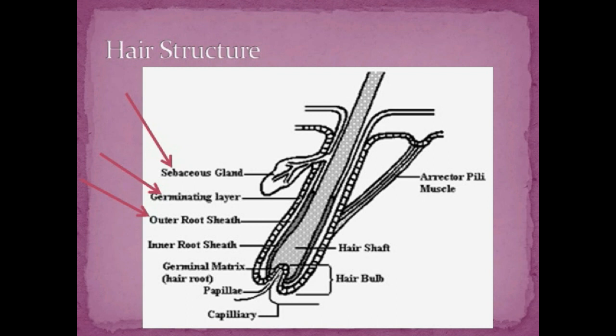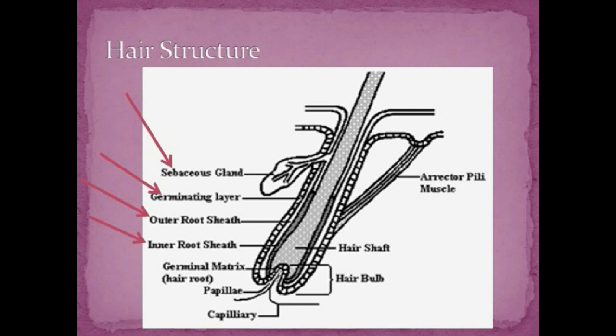Outer root sheath. The outer root sheath, also known as ORS, is coated over the IRS from the lower end of the hair bulb to the entrance of the sebaceous gland duct. It connects the hair follicle seamlessly to the skin.